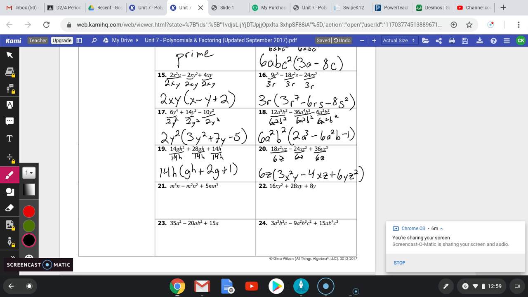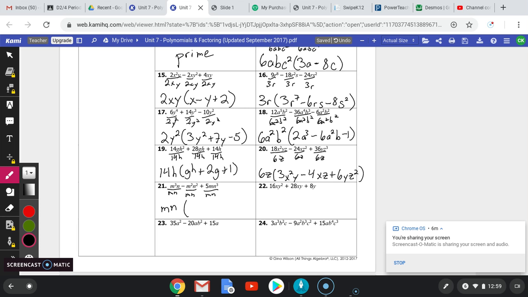All right, let's look at number 21 here. Now the numbers here are 1, 1, and 5. So that means the greatest common factor is 1. So I don't worry about the numbers, but I've got to worry about the variables. There is at least an m in each term. I look at the smallest exponent, it's just m. There's also an n in each term, but the smallest exponent is just 1, so just an n. So I've got to divide each term by mn.